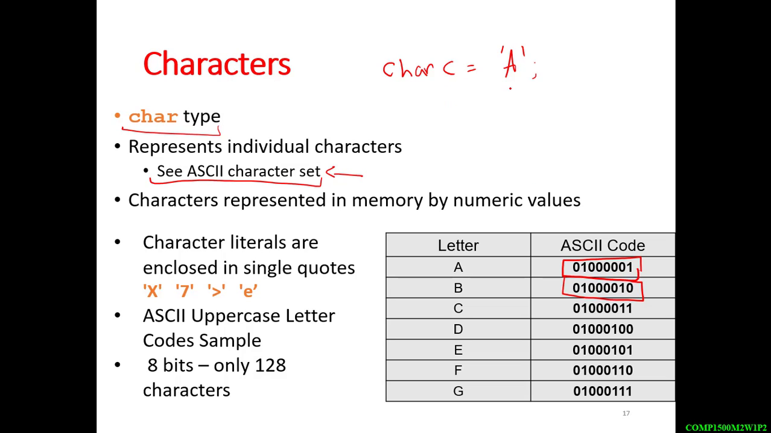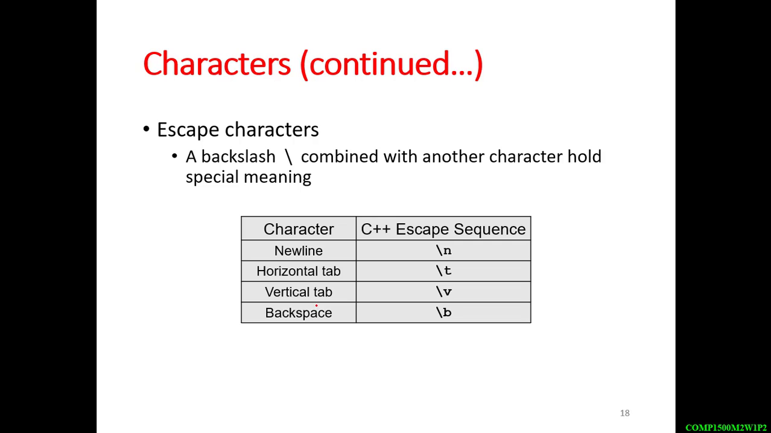So here, in this variable, I'm storing A capital. How do I enclose it? I enclose it in single quotes. We have special characters, anything with a backslash. When you see a backslash n, it means a new line. A backslash t means a horizontal tab. A backslash v means a vertical tab. A backslash b means a backspace.